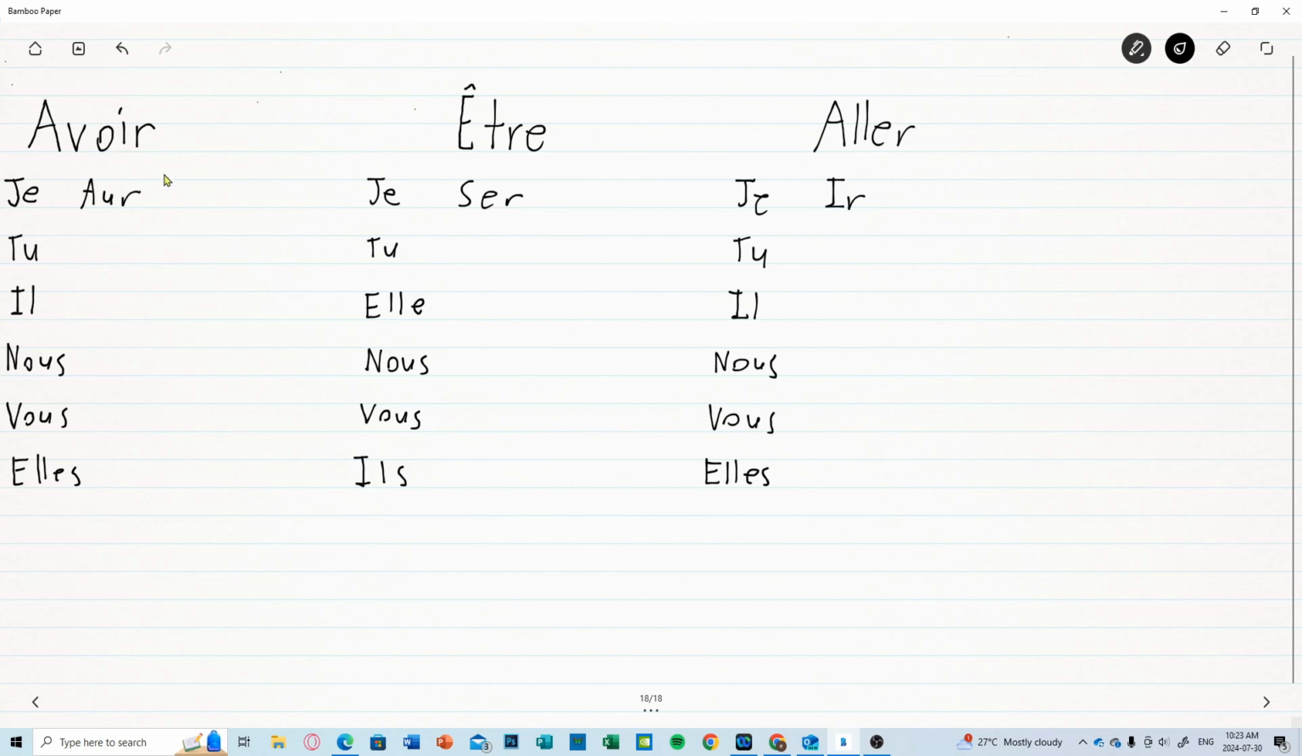And just like the future, instead of putting the future endings, all you're going to have to change is you put the conditional endings instead. So we'll have the aurais, aurais, aurait, and then we have aurions, auriez, and then auraient. And it's the same thing for être and aller.